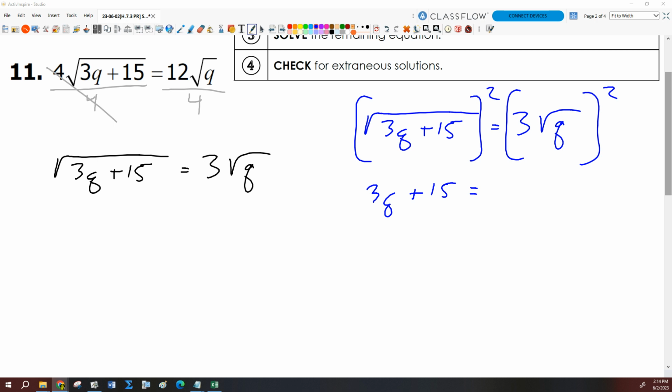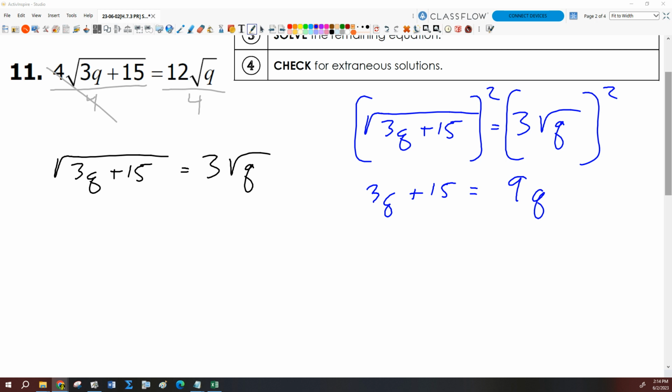Okay, I'm going to get 9q, aren't I? Because if I've got a product of 3 times square root of q squared, I have to square both 3 and the q, don't I? Right? So I'm getting a 9q. And now what do we do?